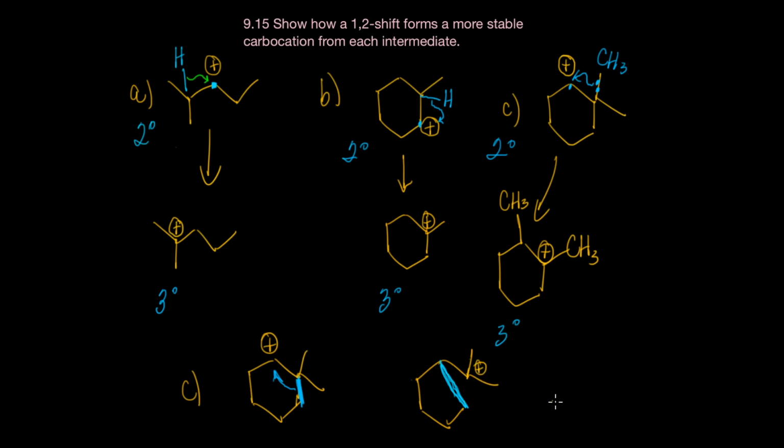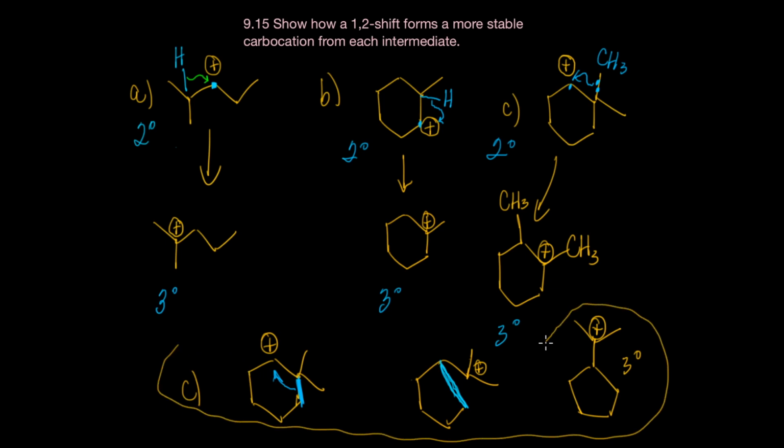Let's clean it up and take a look at what that structure looks like. So we have a 5-membered ring. Okay, and attached to the top carbon here, we have what looks like an isopropyl group, and there would be a positive charge here. Okay, so that's also a tertiary carbocation. But again, the authors probably weren't expecting us to think about that, but that is another possibility.